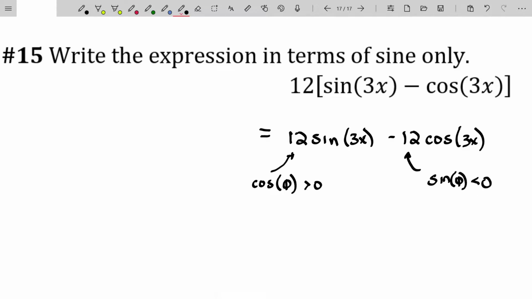Now, in which quadrant would we have cosine positive but sine negative?